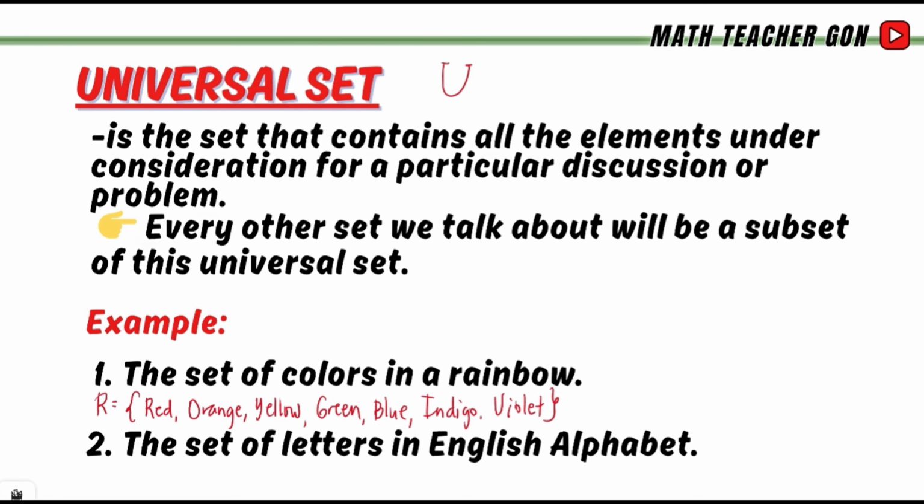And then number 2, the set of letters in English alphabet. So we can write E for the English alphabet, and then all the letters A, B, C. And then we can put 3 dots, meaning continuous. And then since there is an ending letter, which is letter Z, we can put Z here. Okay, so letters from A up to Z, this will be your universal set.